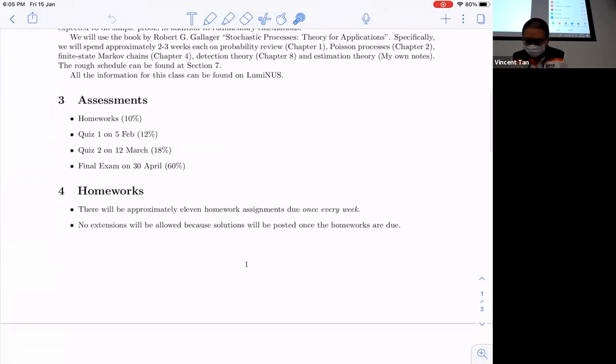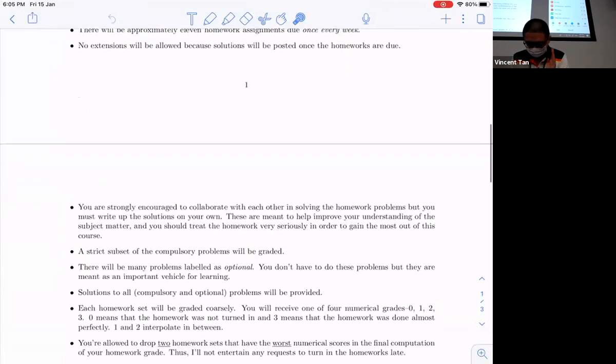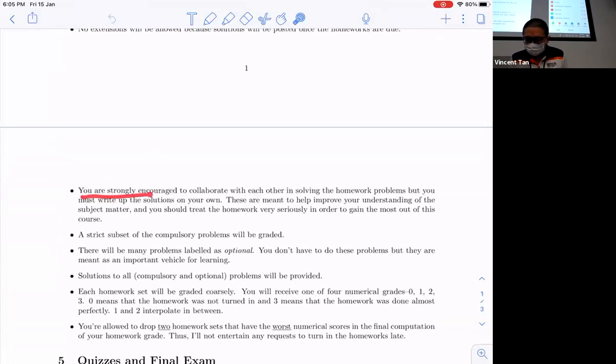Okay, no extensions at all will be allowed because I don't want to keep track of who is asking for an extension or not. You are strongly encouraged to collaborate with one another. This is to help you work with each other and to gain an improved understanding of the material. You should treat the homework very seriously if you want to gain anything out of this module.